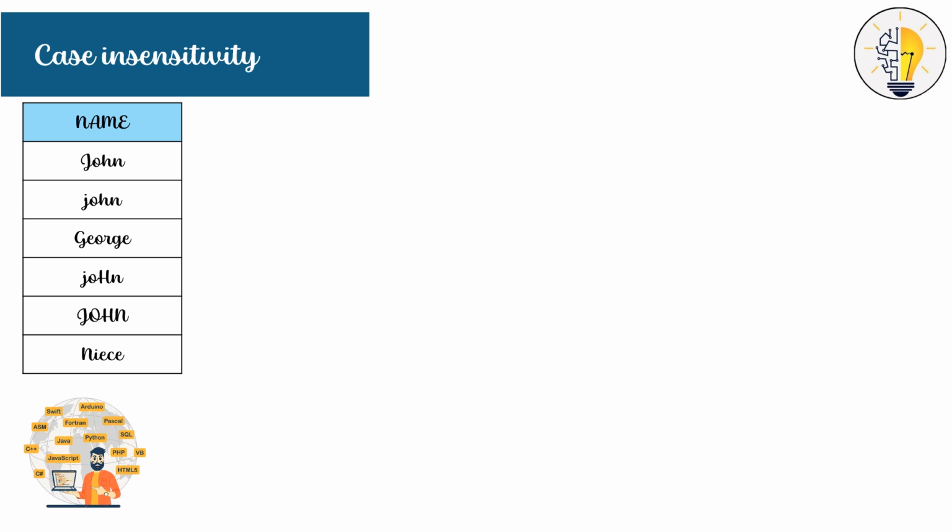Set of names. Here the name John alone is specified multiple times in different ways: uppercase, lowercase, and a mix of upper and lowercase. So now I am writing a query: select from users where name is equal to 'John'. Users is the table name. So from the users table I am taking the name John. That John is specified in single quotes, which means it is a string.